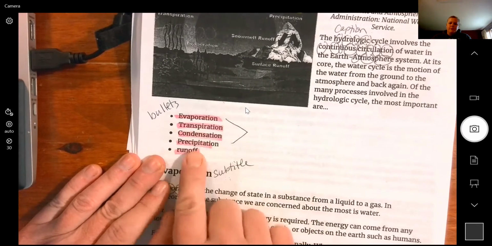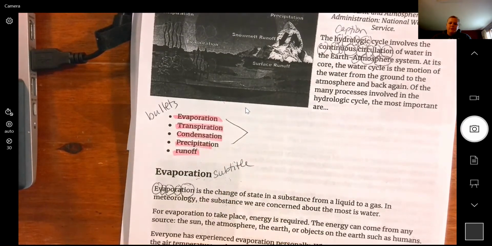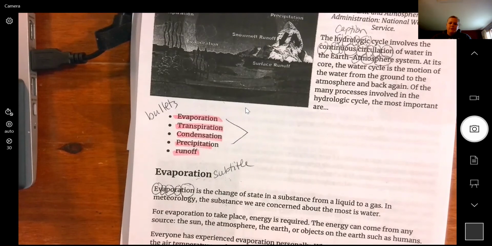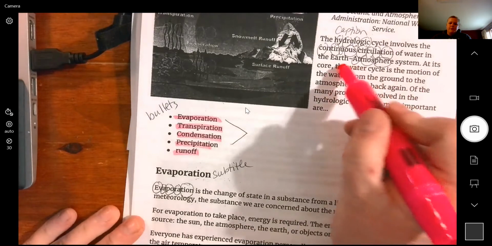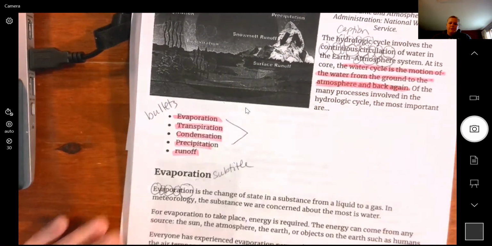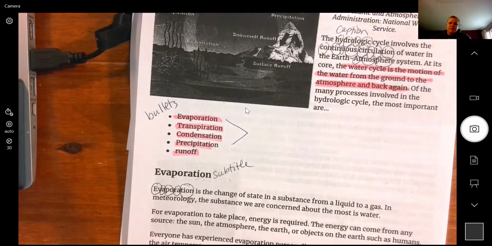Stop real quick and say these words a couple of times to make sure you have those deep in your brain. All right, we have a great definition of the water cycle. And this is definitely a key idea. So we're going to highlight the motion of water from the ground to the atmosphere and back.